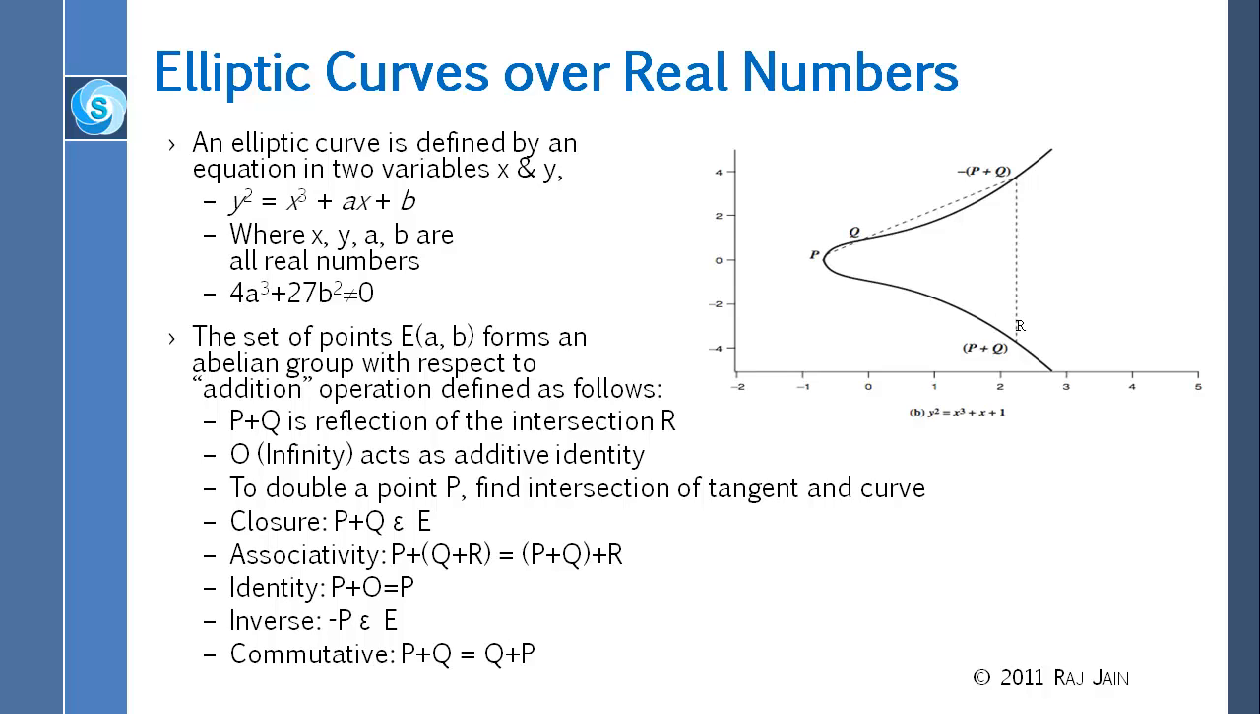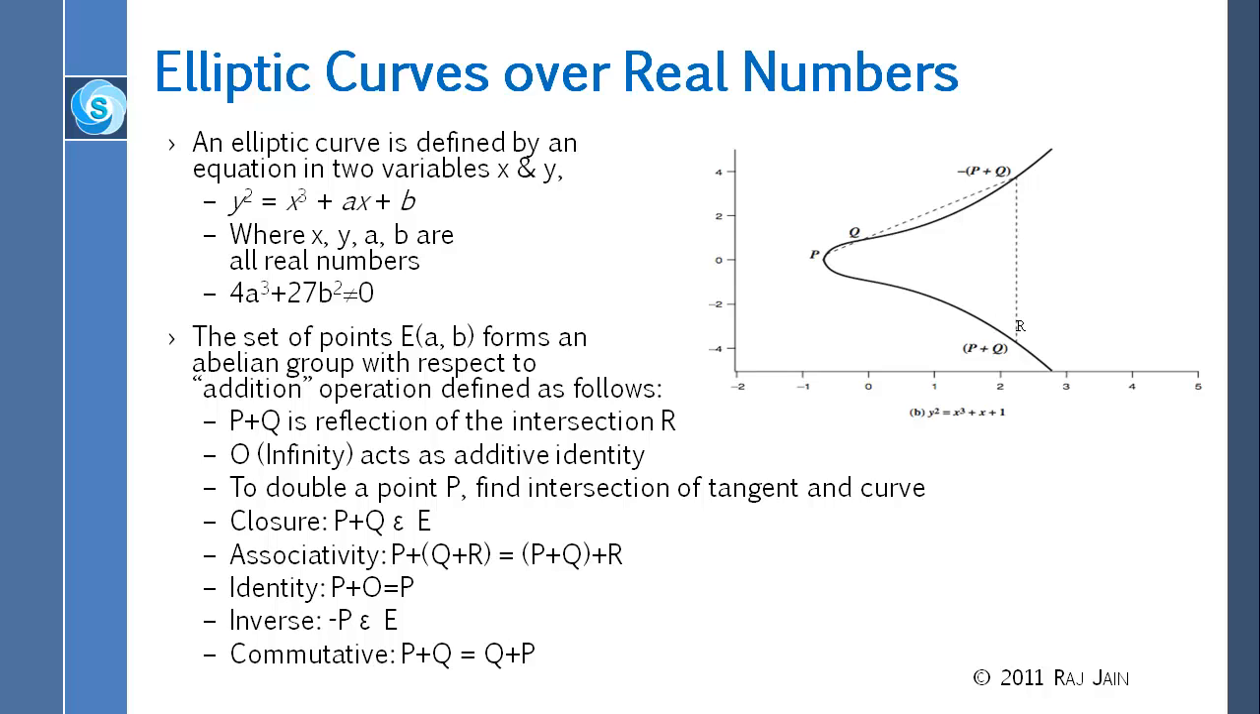It has a formula of y squared is equal to x cubed plus ax plus b, where a and b can be changed. So you can select some value for a, some value for b, and you get one elliptic curve. You select some other value for a and b, you'll get another elliptic curve.